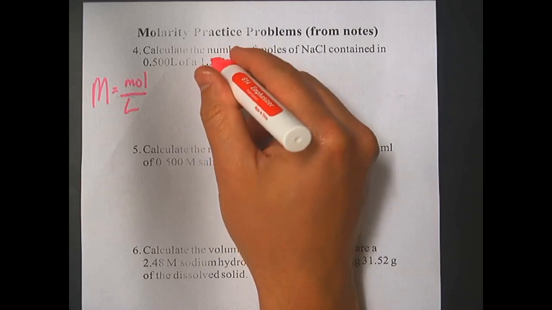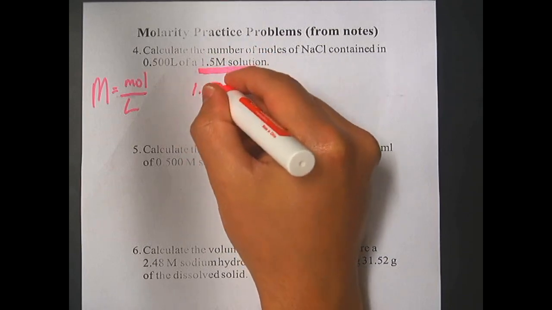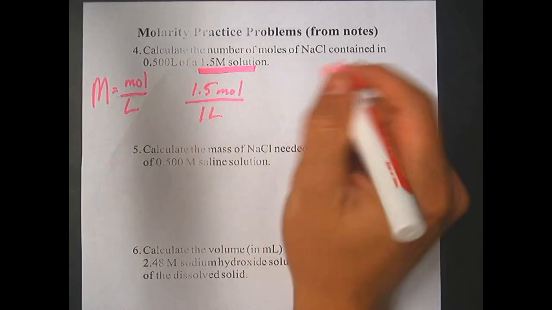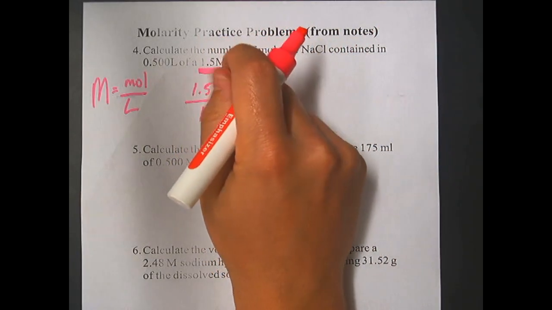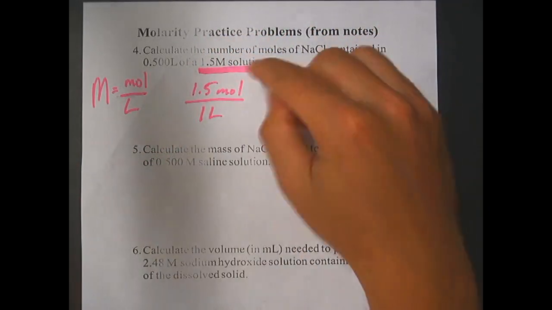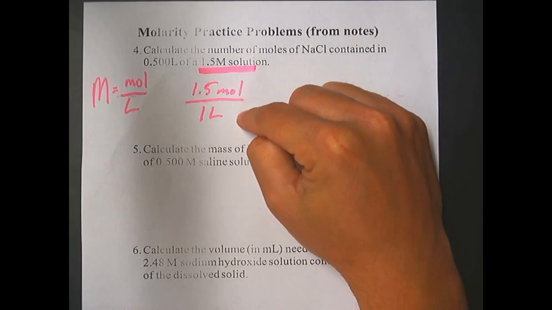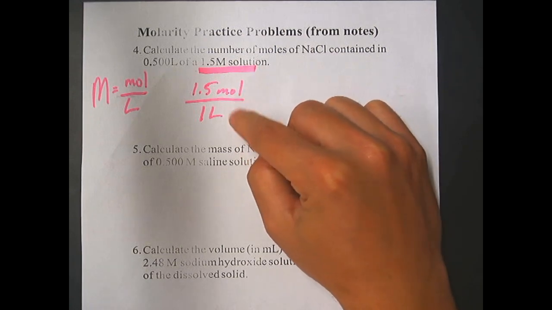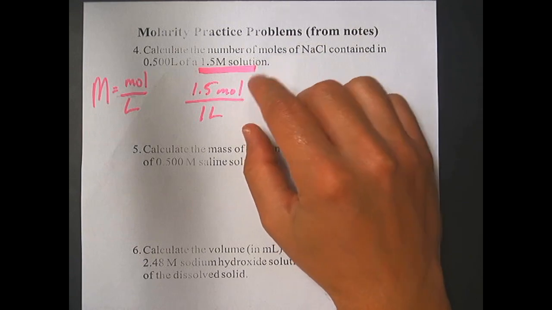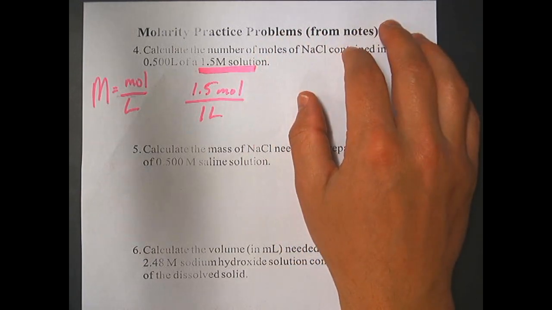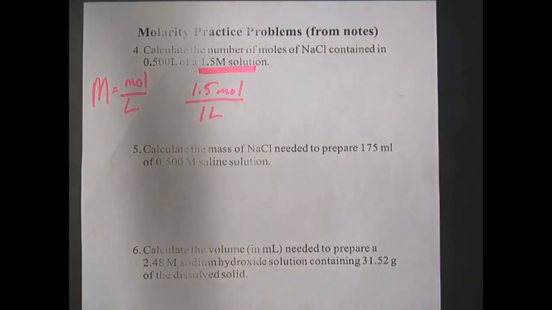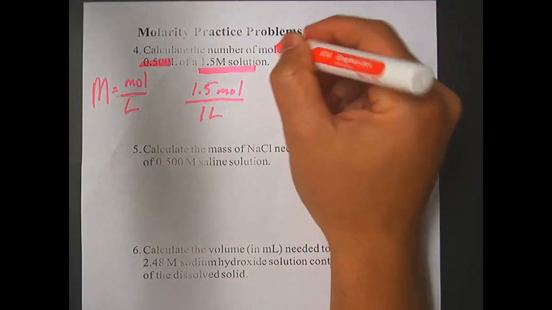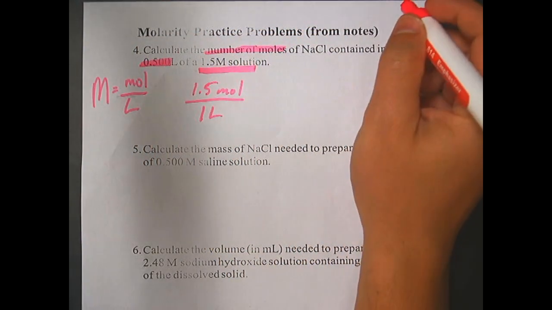It's very simple. It's 1.5 moles over 1 liter. This 1.5 molar is this: 1.5 moles divided by 1 liter. This is what 1.5 molar is telling you. It's this ratio, 1.5 moles for every 1 liter. Well, in this question, do we have 1 liter volume? No, we don't. We actually have half a liter of volume, and it wants to know the number of moles in that half a liter.